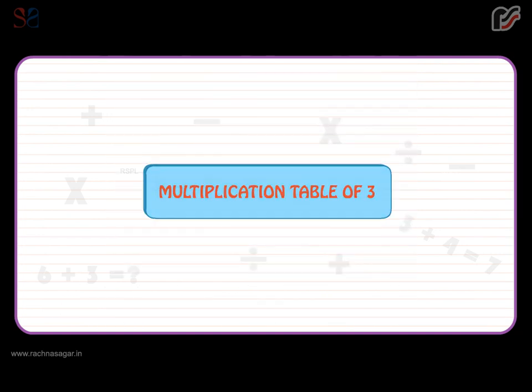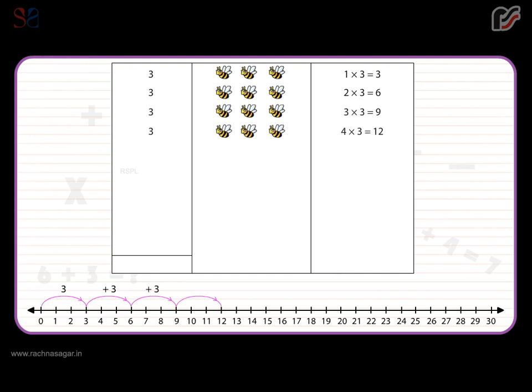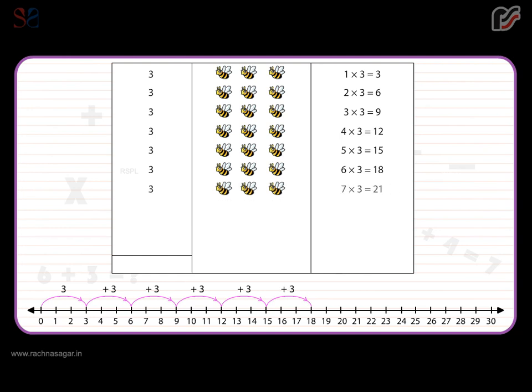Multiplication table of 3. 1 times 3 is equal to 3. 2 times 3 is equal to 6. 3 times 3 is equal to 9. 4 times 3 is equal to 12. 5 times 3 is equal to 15. 6 times 3 is equal to 18. 7 times 3 is equal to 21. 8 times 3 is equal to 24. 9 times 3 is equal to 27. 10 times 3 is equal to 30.